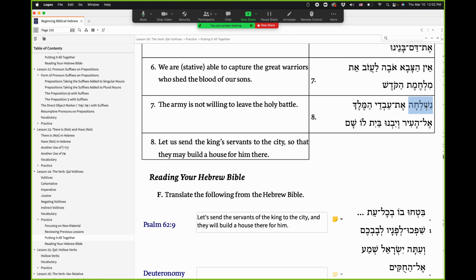The really important thing we wanted to get to here was how to translate this cohortative. If you see a singular cohortative, I would translate it as let me blank. If you see a plural cohortative, I would translate it as let us blank. And that would be kind of the end.